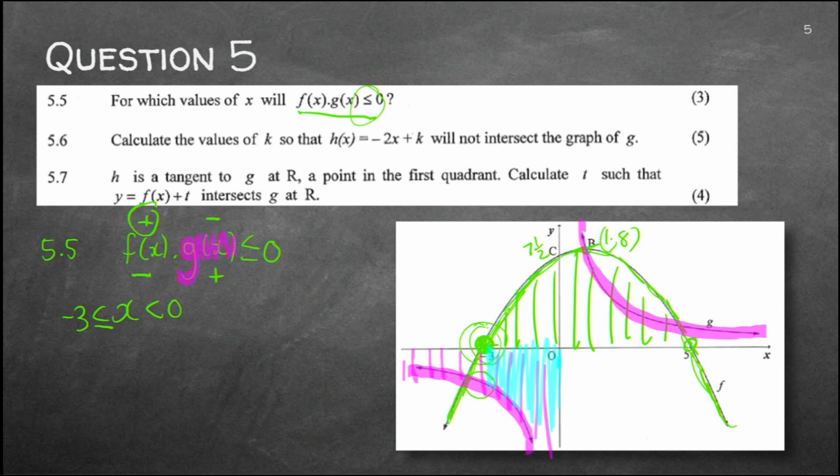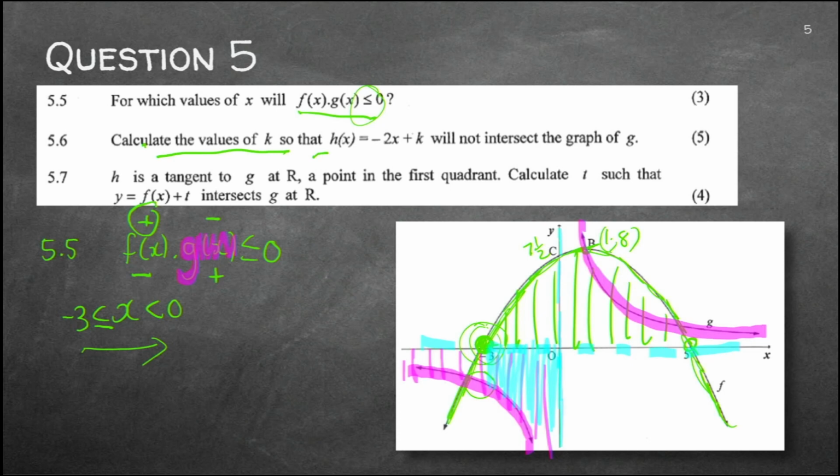Whereas 0, I can't accept it, because remember, if you look carefully, there are actually asymptotes for the hyperbola, and we can't use 0 as a solution. So that is the final answer. Now we look at the next question.